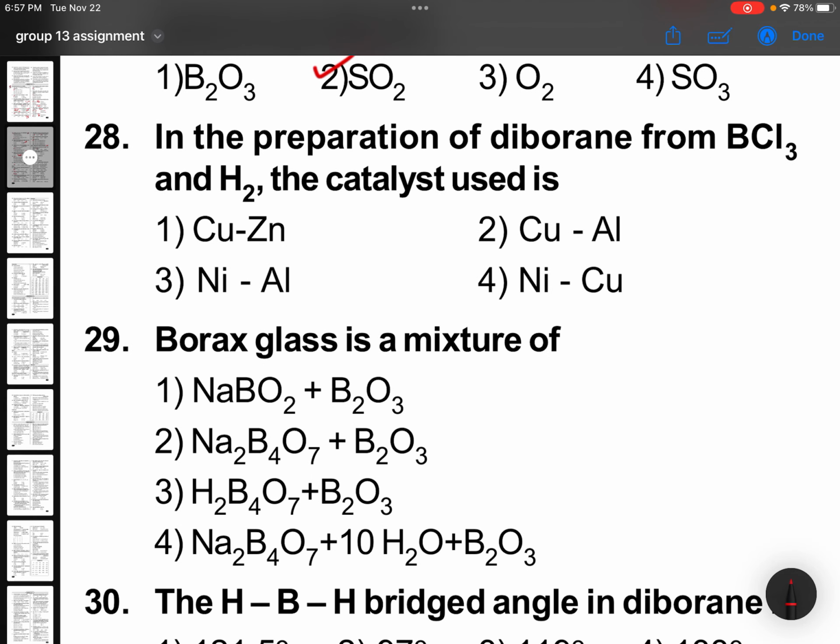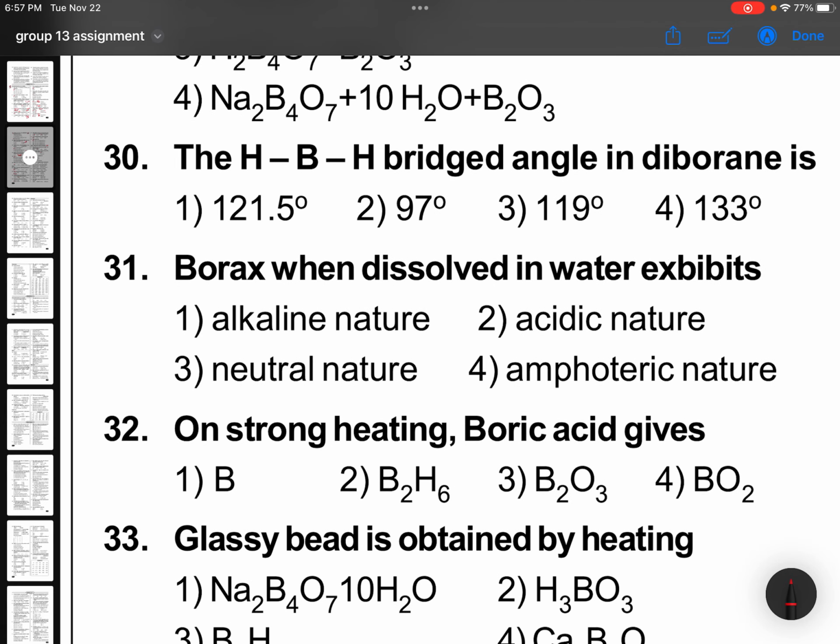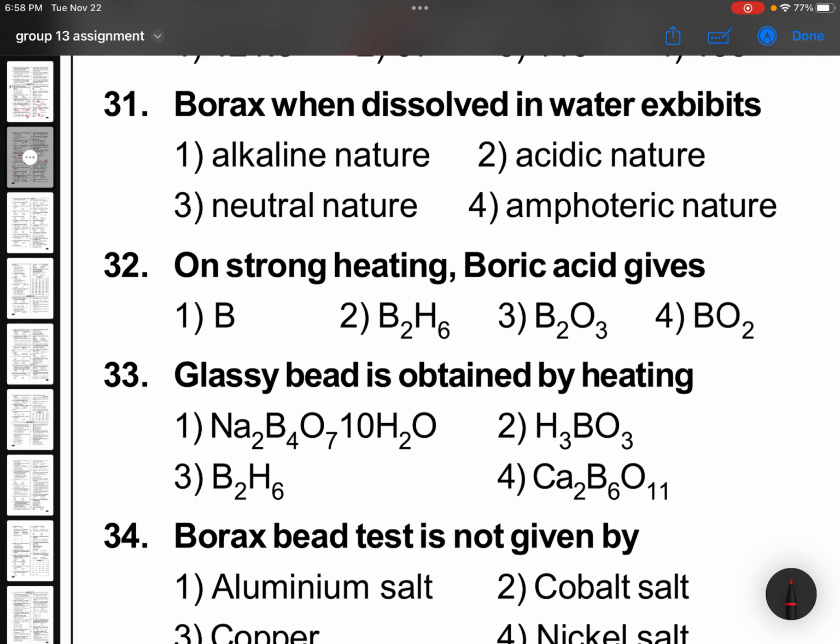In the preparation of diborane from BCl3 and hydrogen, the catalyst used is, generally, copper and aluminum catalyst. Borax glass is a mixture of NaBO2 and B2O3. The H-B-H bridged angle in diborane is, it will be like this. This is the banana bond. These two are called banana bonds or tau bonds. And asking the HBH bond angle, so this bond angle is asked. The bond angle is 97 degrees. Memory. Don't worry about this question.